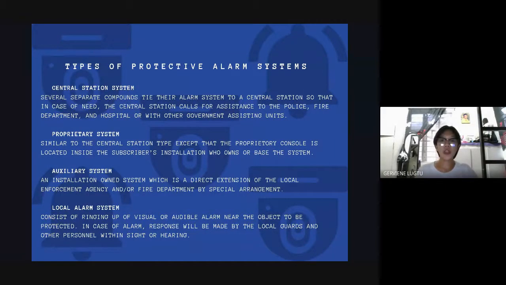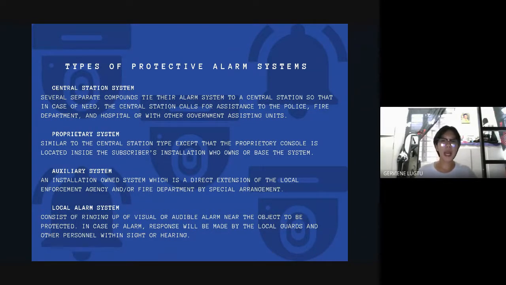And the next one, proprietary system. Similar to the central station type, except that the proprietary console is located inside the subscriber's installation who owns or leases the system. The third one, auxiliary system. An installation-owned system which is a direct extension of the local law enforcement agency and or fire department by special arrangement. And the last one, local alarm system.